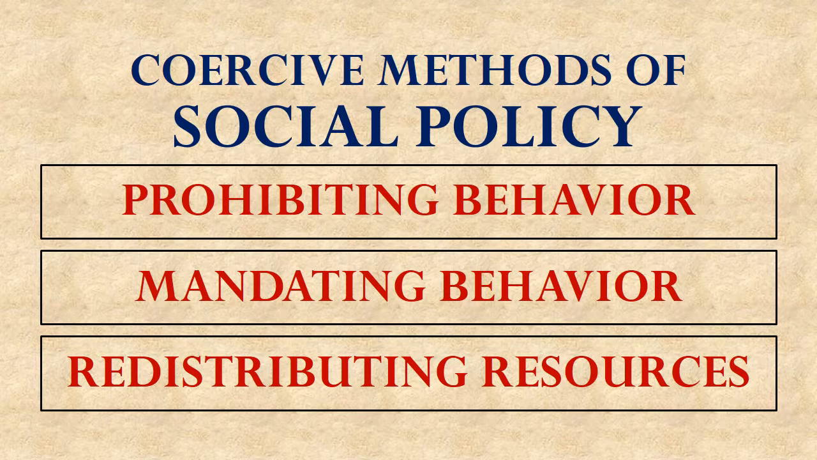So now then, what we see is that when engaging in social policy, the government may do any of these things. They may prohibit people from doing certain things that they otherwise would do. They may require people to do things that they otherwise wouldn't do. Or they may simply just take things from one person and give them to another.